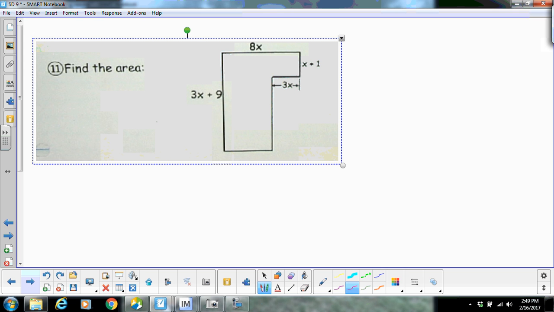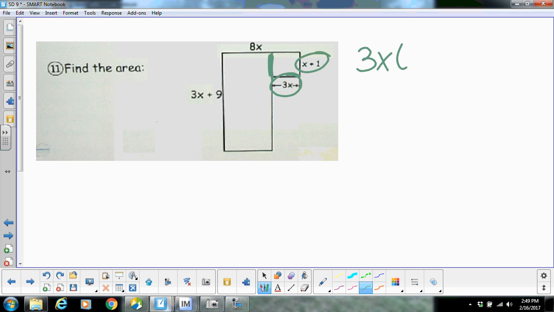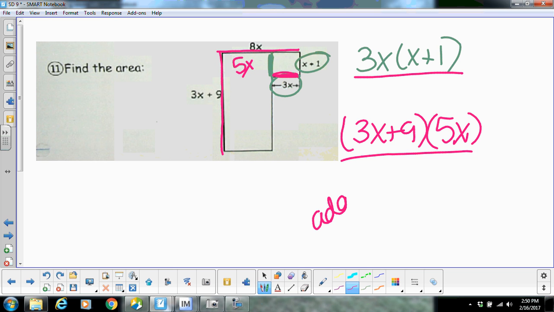And the last one, I am just going to set it up for you. I'm not going to actually multiply it out for you. Okay, so if you start here, we're going to do x plus 1 times 3x. Okay, that's the little rectangle up there. Then in order to do the big rectangle, one side is 3x plus 9. And the other side is going to be 8x minus 3x, which is 5x. So now you multiply these, and then once you get the answer for this and for this, you add them together, and that gives you your total area.